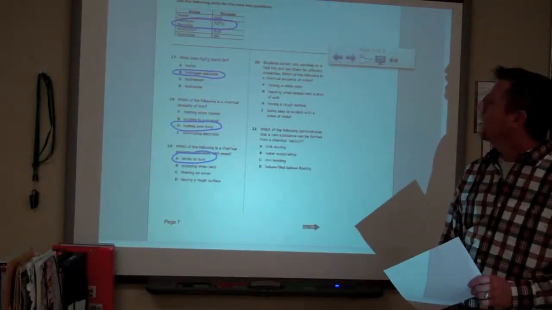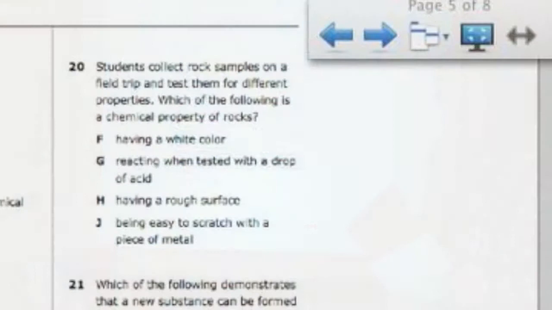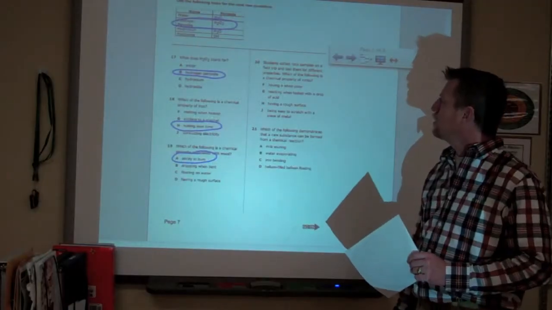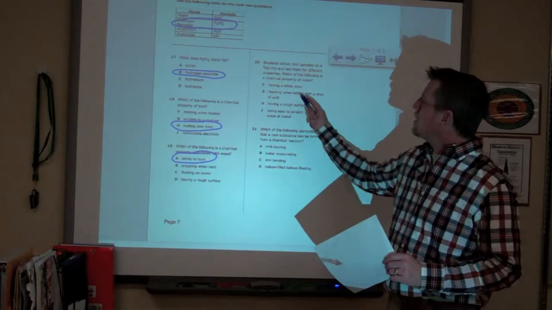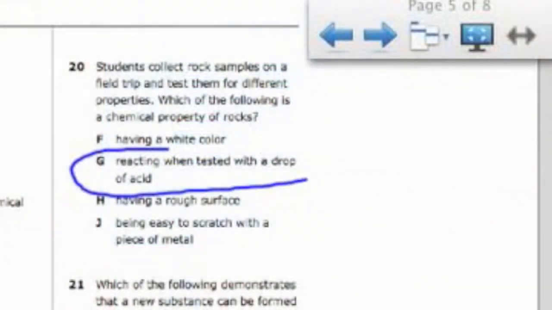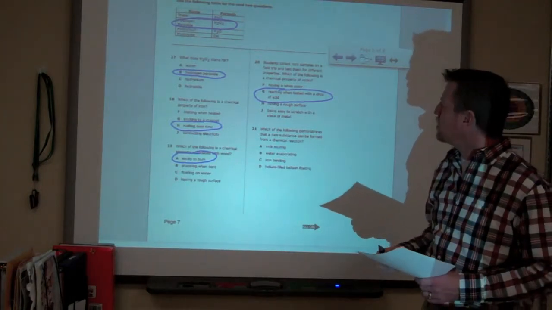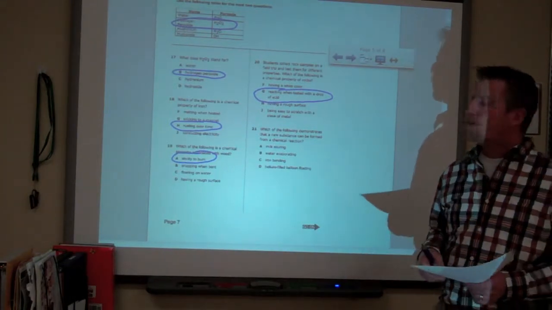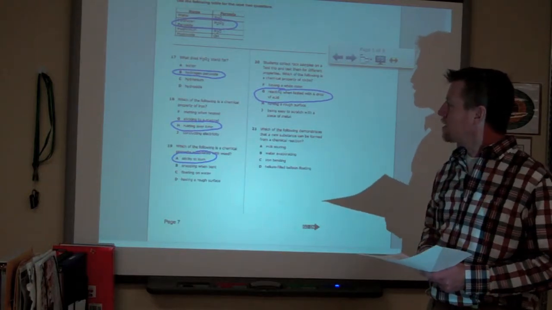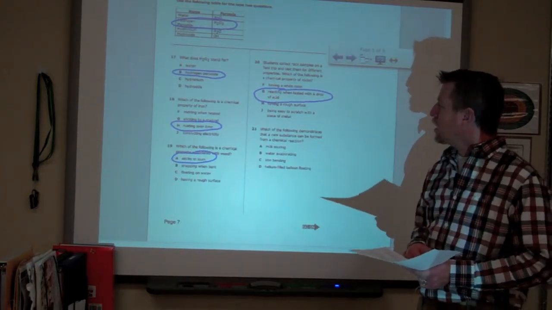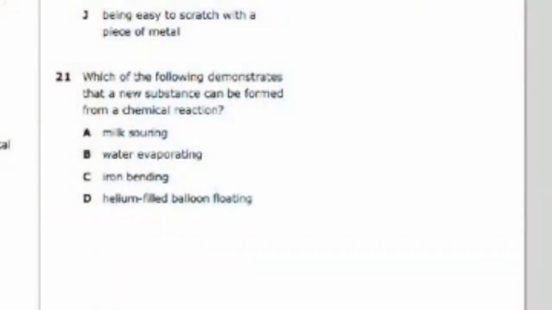Okay. 20. Students collect rock samples on a field trip and test them for different properties. Which of the following is a chemical property of rocks? Reacting when tested with a drop of acid. Yeah, and see that word reacting is a big sign chemical reactions are going on. The other ones are still physical: if it has white color, if it has a rough surface, if it's easy to scratch, then that's also going to be physical. Okay, 21. Which of the following demonstrates that a new substance can be formed from a chemical reaction?